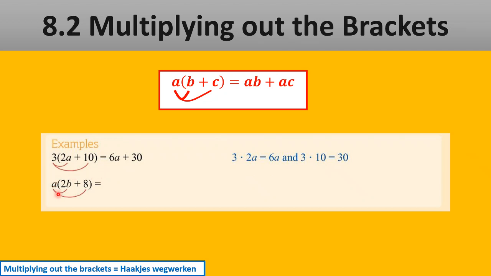Here, 8 times 2B and 8 times 8. So the intermediate step is 2AB and 8A. Adding them up gives me 2AB plus 8A. Remember, this is your final answer in this case, right? You cannot add up 30 and 6A because they're not like terms. Here the same thing. 2AB and 8A don't have the same letters, so you can't add them up.